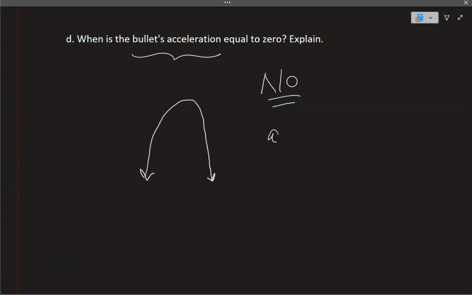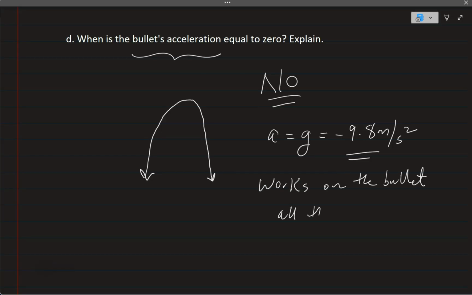Acceleration, which is g, which is negative 9.8 meters per second squared, is always there. It's always working on that object at all times. So it works on the bullet all the time. So there is no time that the acceleration is 0.